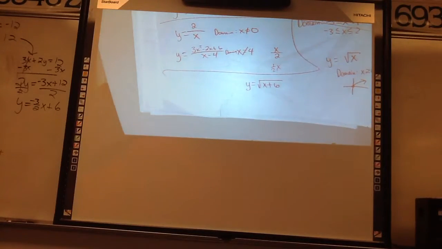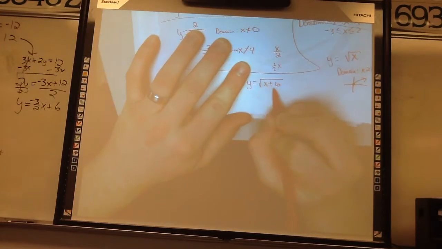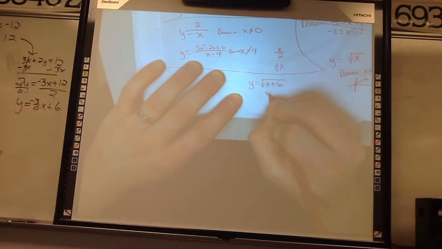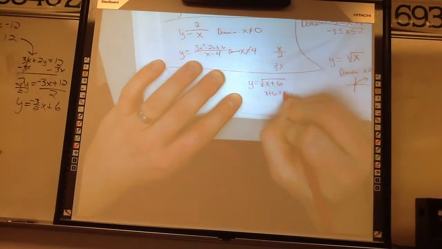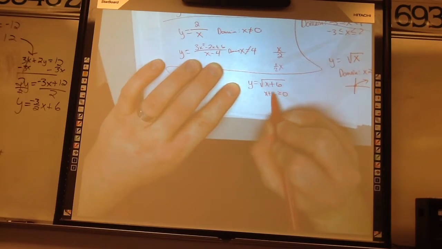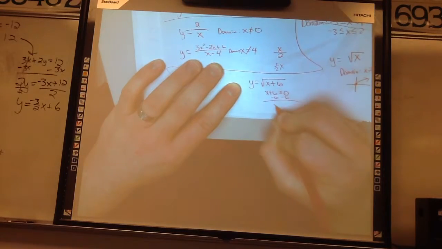So the easy way to do that is make it an inequality and say, I know that the stuff under here cannot be negative, so it has to be positive. So you would say x plus 6 has to be greater than or equal to 0 for this to work. Now you solve it, and you get the domain. X is greater than or equal to negative 6.